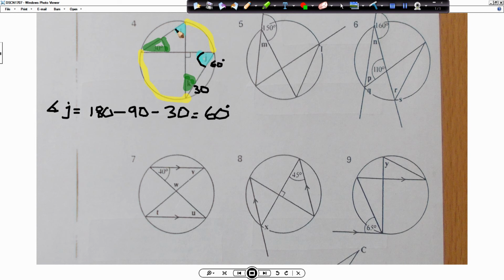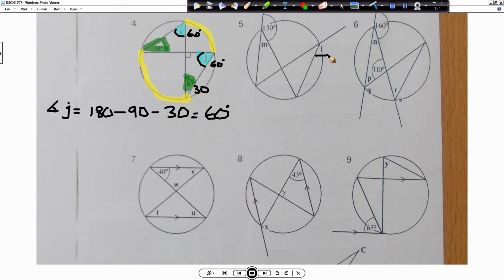So if J is equal to 60, what's I equal to? Why is I equal to 60? Because angles standing on the same arc of a circle are equal. So when you say that in the examination, you get to put that statement with it. Yes, Seth? Okay, next one.